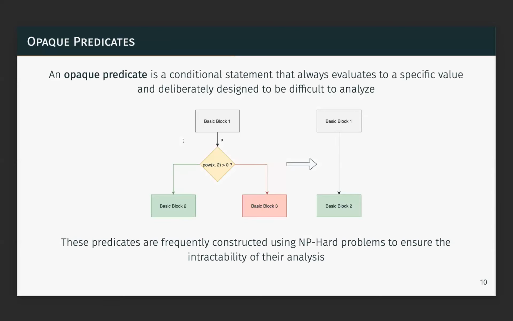I left out intentionally another very famous and common obfuscation technique, that is opaque predicates. Opaque predicates are conditional statements that always evaluate to the same value. So it seems to be a complex condition that is actually always going to do the same thing. And usually the calculations are NP-hard problems to ensure the intractability of their simplification.